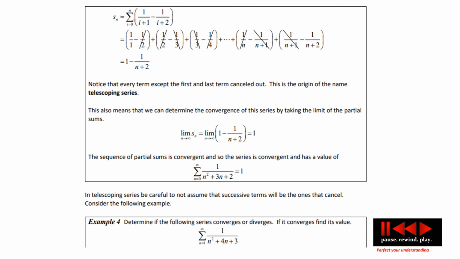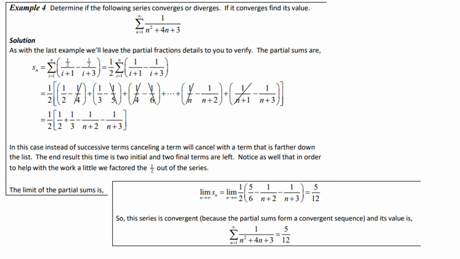Let's see how you did. Okay, now again, we're going to do the Heaviside and partial fraction decomposition. Again, you should know how to do this well. And we get this, and I can pull the 1/2 out in front. But notice now that the terms don't cancel immediately. I get 1/2 minus 1/4, 1/3 minus 1/5. But this is where the plus 1/4 will cancel with that, and this is minus 1/6, and so on, and it goes through.